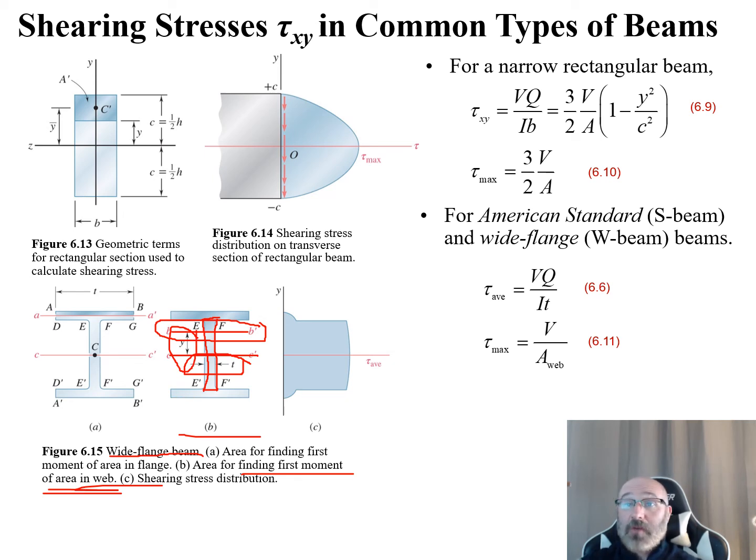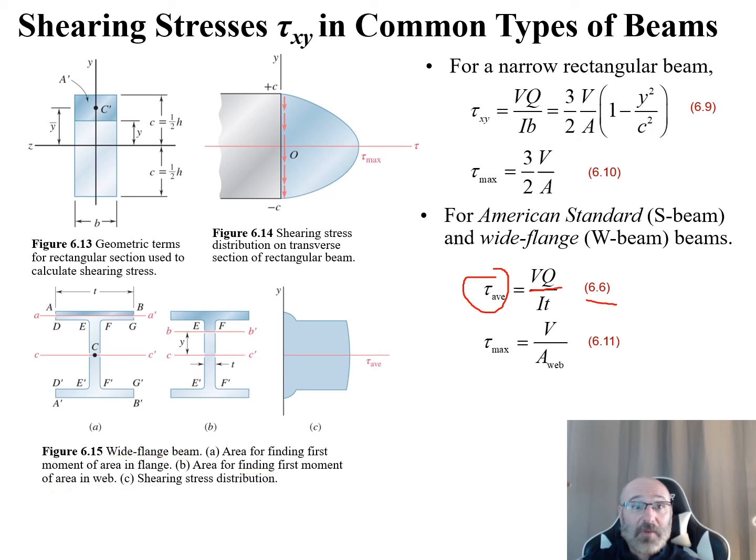Coming back to our governing equations, 6.6, we can see that our tau average is equal to VQ over It. Now we've defined that t by the thickness of our web, so that's where our t value comes in. So our shear force times Q over I times that thickness. We also now have our max value. This is going to be defined when we have our V all over the A of the web. So the A of the web, we can find that relationship.